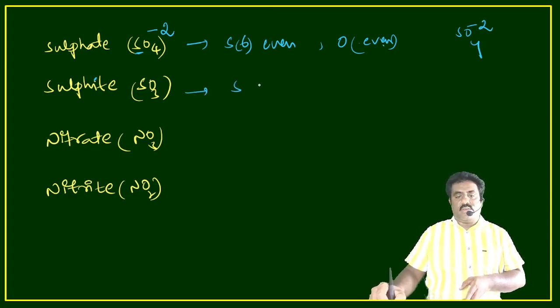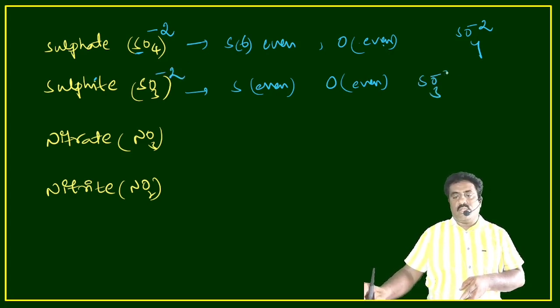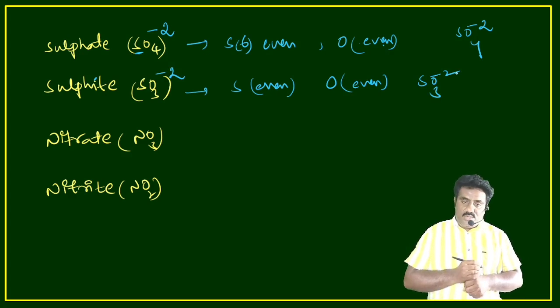Now sulfite. Sulfur is even, 6. Oxygen is 6, it is also even. So the charge is -2. It is SO3 2-.